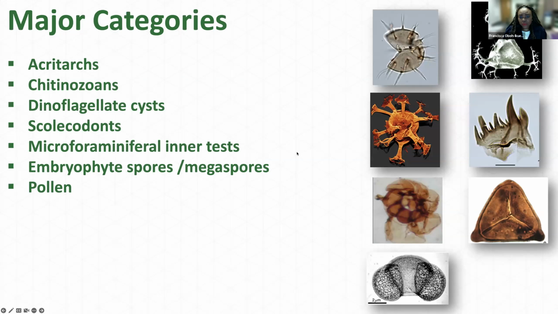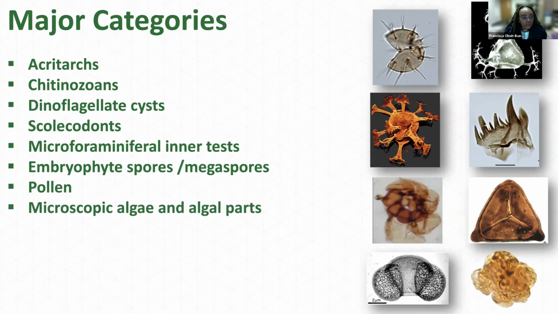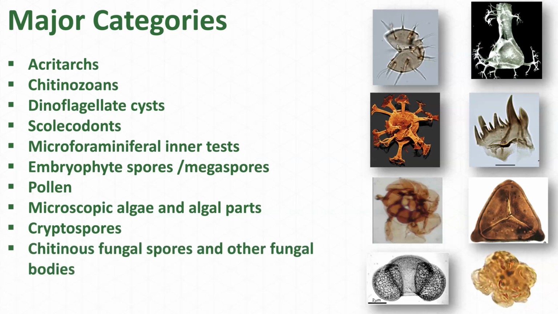Pollen. When we use the word palynology, this is what comes to mind to most people. That is pollen analysis from the male gametophytes of gymnosperms and angiosperms. We also find microscopic algae and algal parts in our sediments. This is Botryococcus, which is found mostly in freshwater and brackish environments. We have what we call cryptospores, which have now been found mostly in Cambrian and Ordovician sediments. Some see them as maybe precursors to land plants. We have algal spores and other fungal bodies.